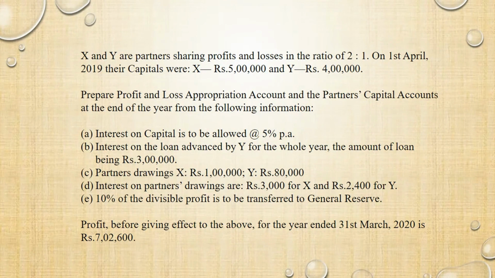This is one very important adjustment, a charge. Partners' drawings: X rupees 1 lakh, Y rupees 80,000. Interest on partners' drawings is rupees 3,000 for X and rupees 2,400 for Y. 10% of the divisible profit is to be transferred to general reserve. Profit before giving effect to the above for the year ended 31st March 2020 is rupees 7,02,600. So this is our question. Let's solve this question.